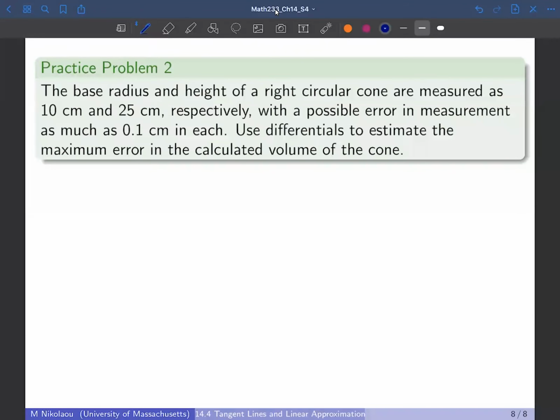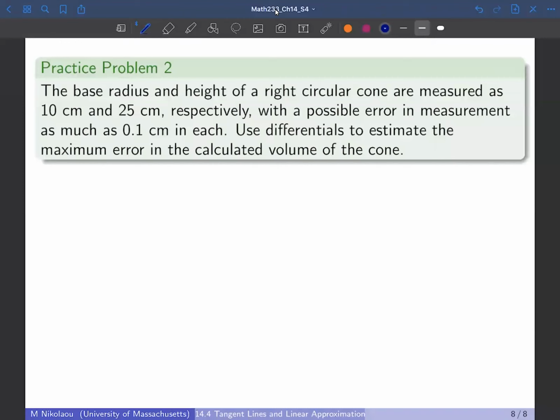Let's see another practice problem that involves differentials. The base radius and height of a right circular cone are measured as 10 centimeters and 25 centimeters, respectively, with a possible error in measurement as much as 0.1 centimeters in each one of the height and the radius. We are asked to use differentials to estimate the maximum error in the calculated volume of the cone.